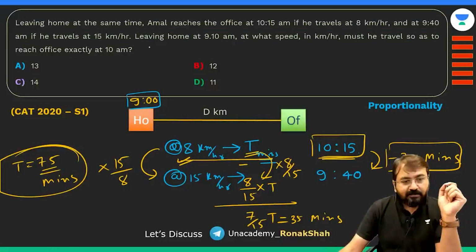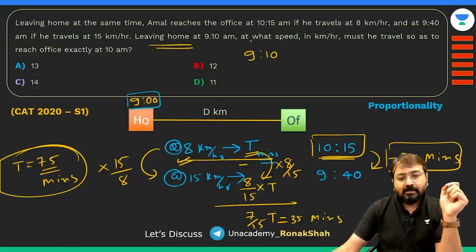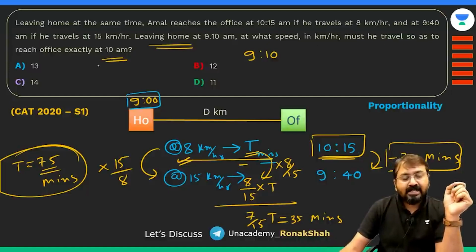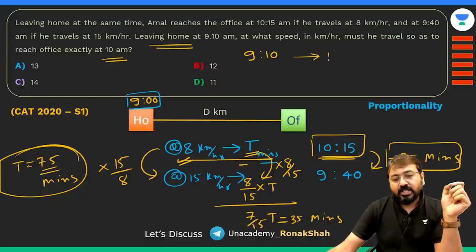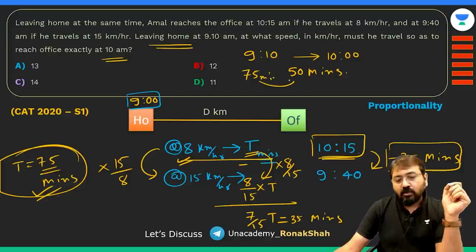So our question is, leaving home at 9:10, at what speed in kilometers per hour must he travel so as to reach office exactly at 10 a.m.? He wants to reach sharp at 10 a.m. Okay, that means he wants to reach in 50 minutes. What is the time taken earlier by him? So he was taking 75 minutes earlier, which now has become 50 minutes.